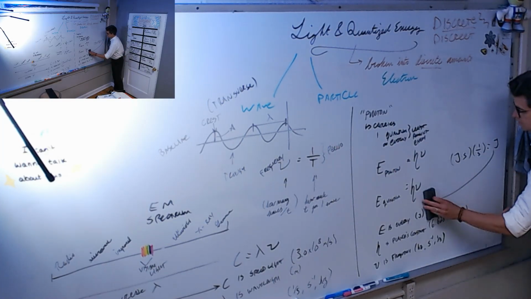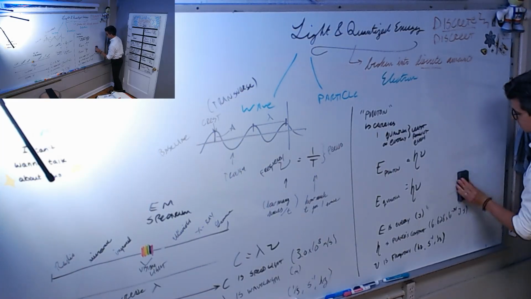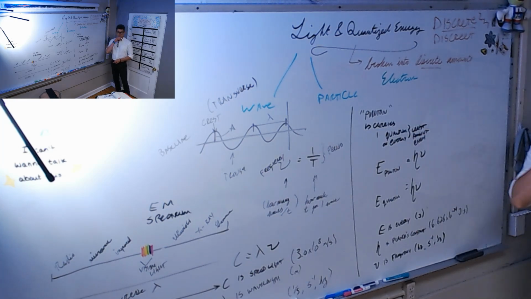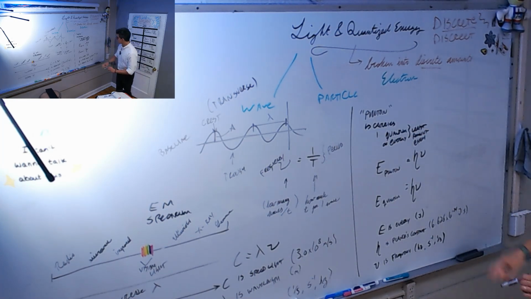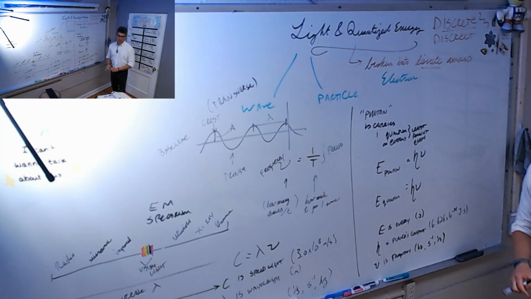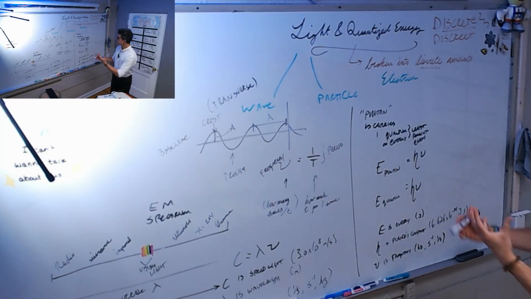I'm going to actually erase that because that's very basic algebra. I need more room over here. And so this is how we calculate the energy of a photon or the energy of a quantum. Knowing the frequency of light, we can calculate the energy of one photon of that light. And this is the duality.